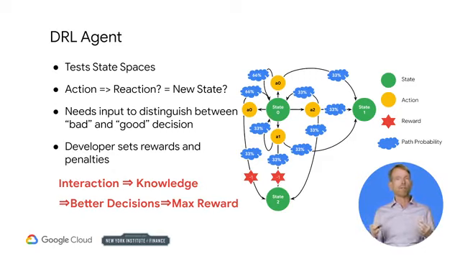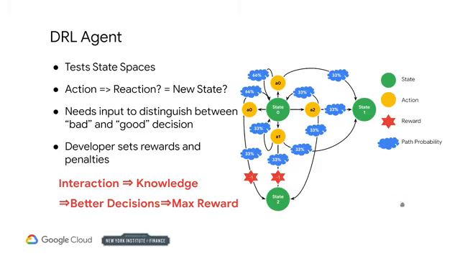The agent's human developer sets rewards for each positive choice and penalties for each negative choice to help the agent build a logical framework with which to differentiate what is considered a good and a bad decision. The more frequently the agent interacts with the environment, the more it learns and the better it becomes at making decisions that will maximize its reward.